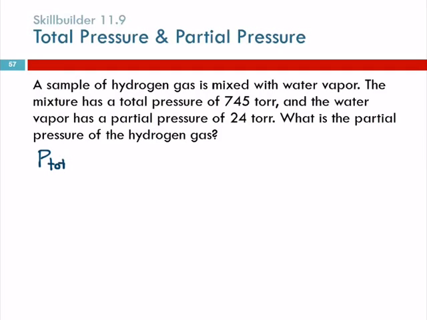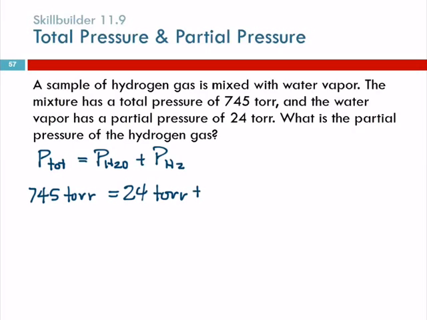P total equals the pressure of the water plus the pressure of the hydrogen. You just subtract. So 745 torr equals 24 plus what we're looking for. So the pressure of the hydrogen is equal to 745 minus 24, which I think is 731. No, 721. That's why you use your calculator.